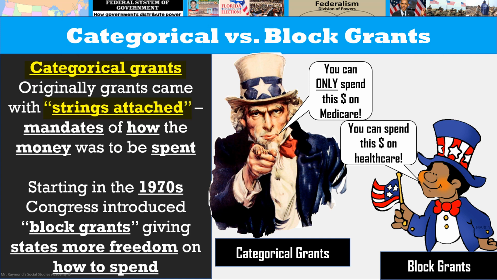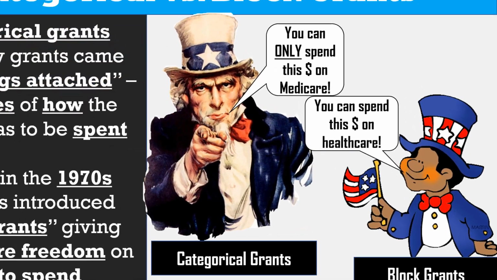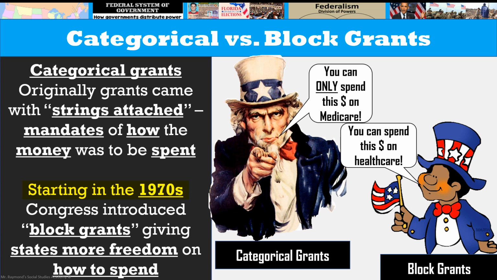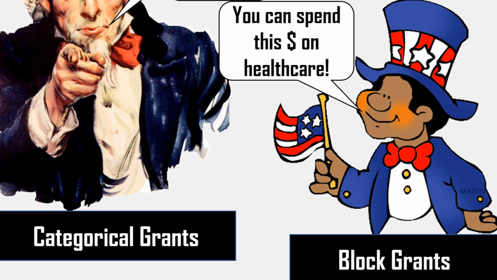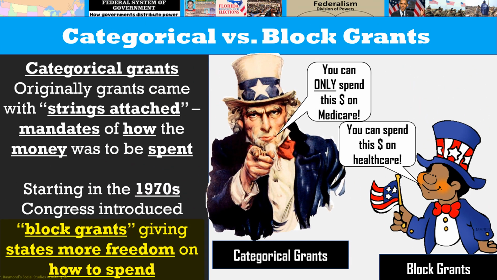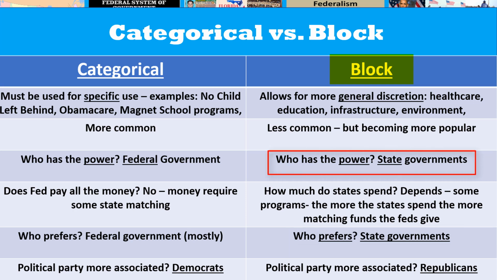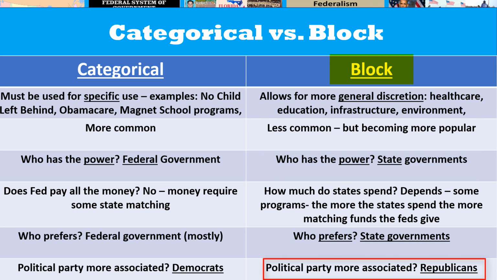Categorical come with strings attached. Basically, the feds tell the states how to spend the money. But starting in the 1970s, there has been a push towards block grants, in which the feds provide states with money to deal with a particular issue, like, say, healthcare, but allow the states a fair amount of leeway as to how best to spend the money. As you can imagine, states much prefer block grants to categorical grants, as it gives them power to deal with the issues the way they feel is best for their state. And the political party most associated with this shift to block grants is the Republican Party.